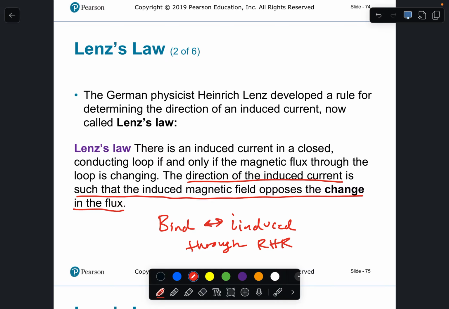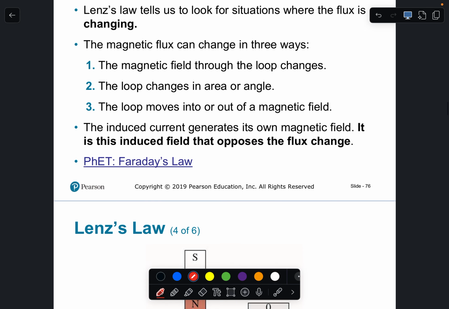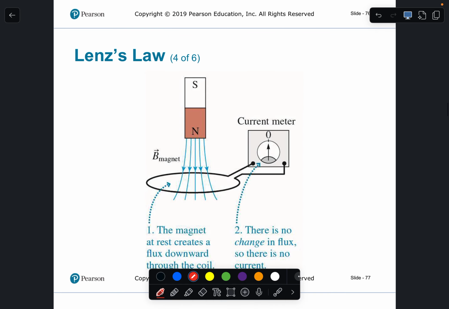Yeah, so this is where the opposing the change comes in. So how do we know the direction? We want to oppose the change that's going on. So let's look at this one. We have a north pole of a magnet moving down. So B is pointing down and B is getting stronger. So the first thing we want to do is identify the change that's happening so that you know what the opposite of the change is, right?